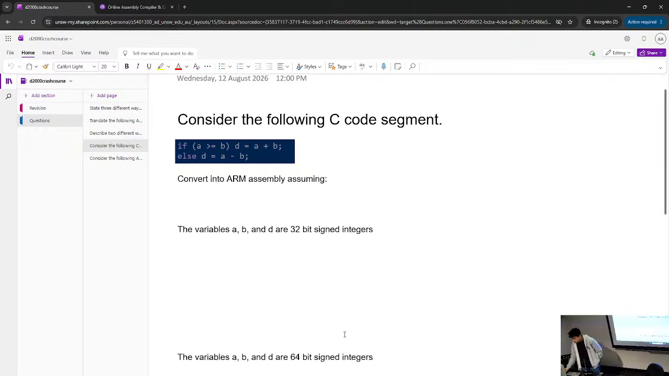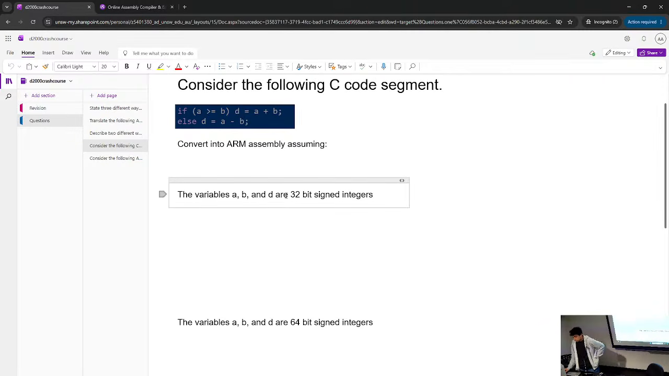And we've got two variations of this question. We have if A, B, and D are 32 bits, so that they fit into one register. And the other one is if they're 64-bit. Let's do this one first. So 32-bit register.